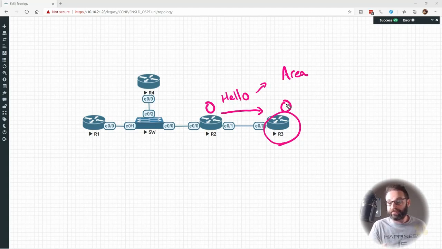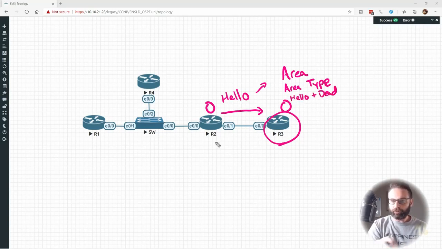Beyond that, some other things have to be considered here. An area type. Again, don't worry about the area type so much. We're going to be talking about the area type in an upcoming nugget. I also need to make my E's look more like an E. They also have to agree on hello and dead timers. So let's talk about hello and dead timers for a second.